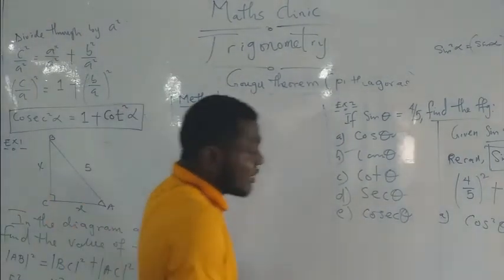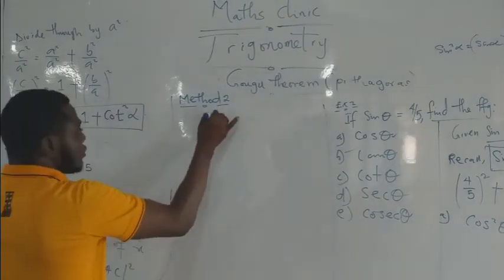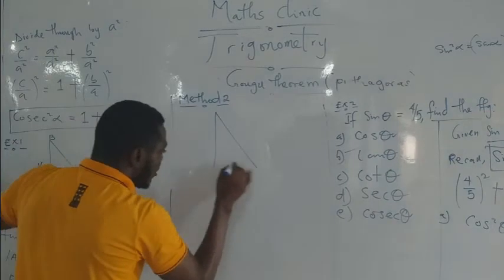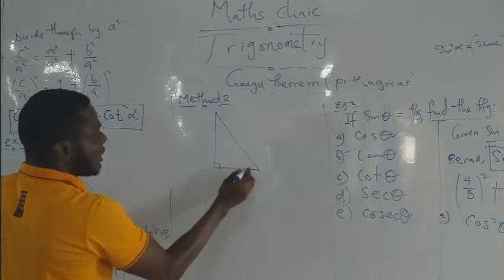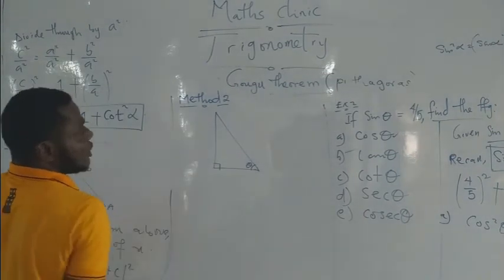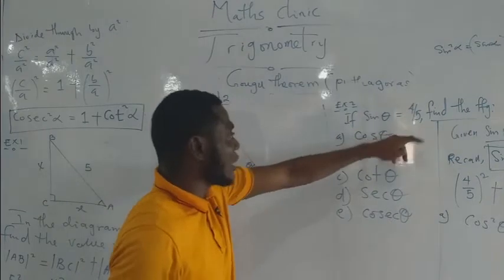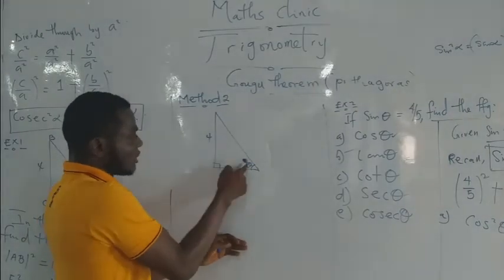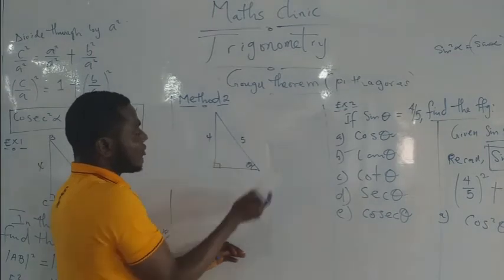Now, you can also do it this way by drawing a right angle triangle, okay? Draw your right angle triangle. This is your right angle triangle, isn't it? This is theta. We are given sine theta, that is opposite over hypotenuse. So this is the opposite to this angle. Where this is facing, that's the hypotenuse, which is 5.